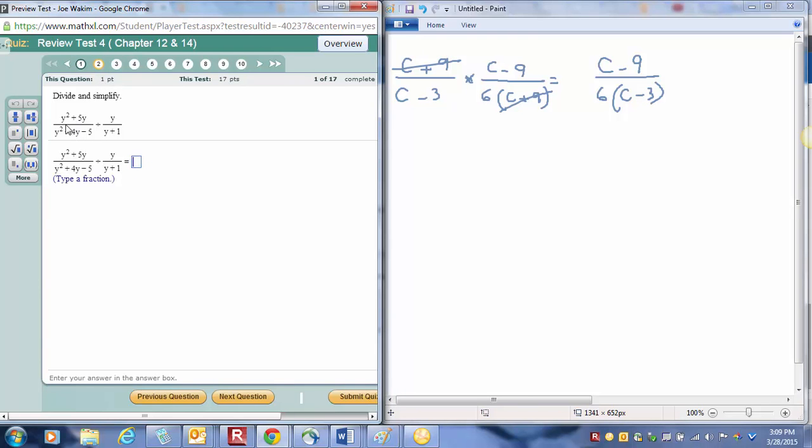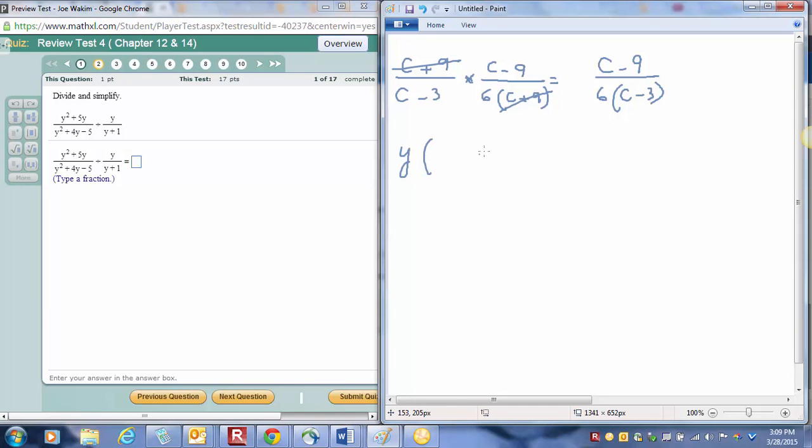Here we have to divide, but we can now factor these two, because here we have y as common factor. So let's write y as common factor, and we are left with y plus 5. Again, if you distribute, y times y is y squared, and y times 5 is 5y. So I haven't changed anything.